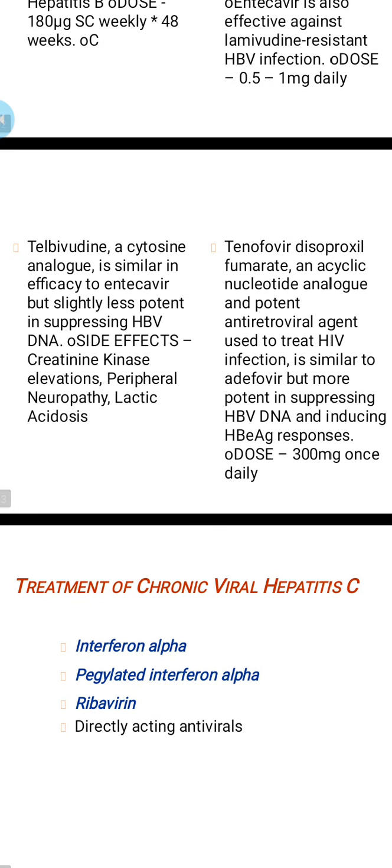Next, treatment of chronic viral hepatitis C. So, we wait for 6 months before starting therapy for hepatitis B. But for hepatitis C, about 90% of cases tend to become chronic infection. So, once hepatitis C is detected, we start therapy. That is the major difference between treating hepatitis B and C.